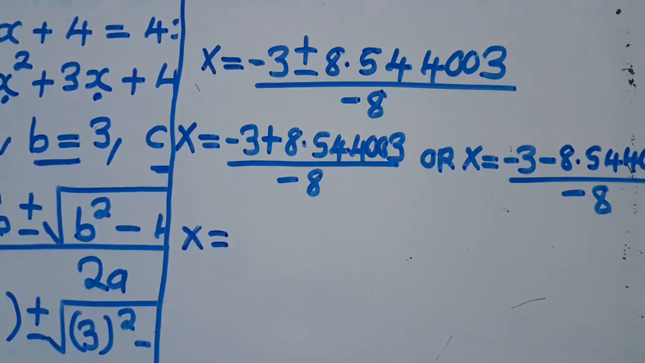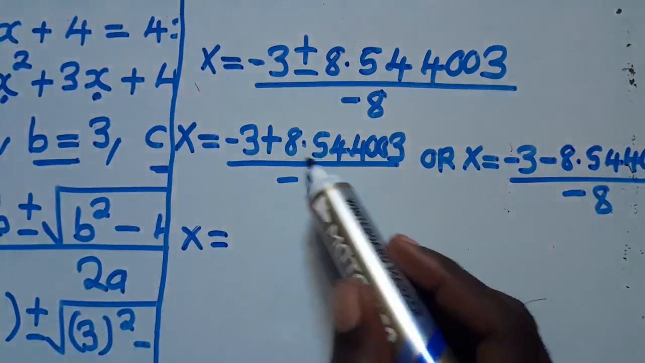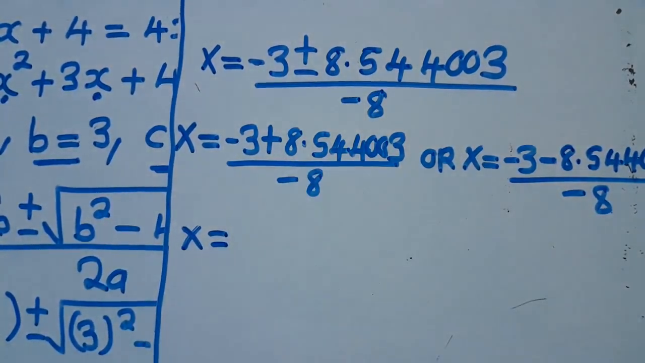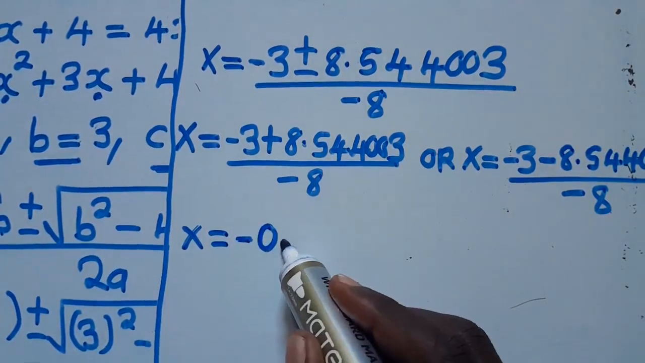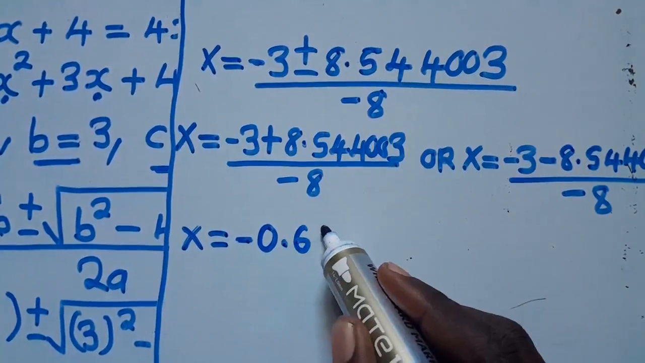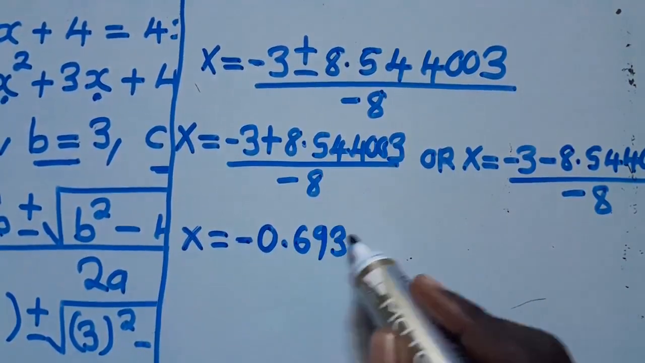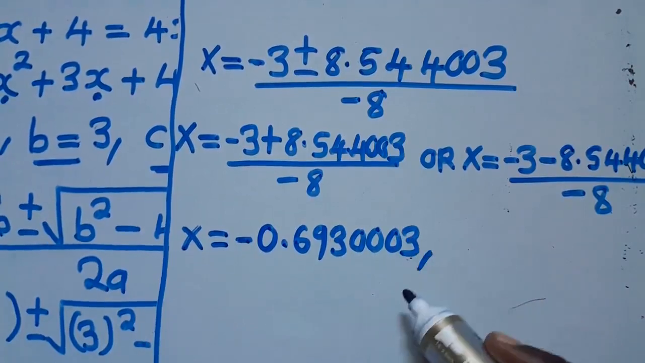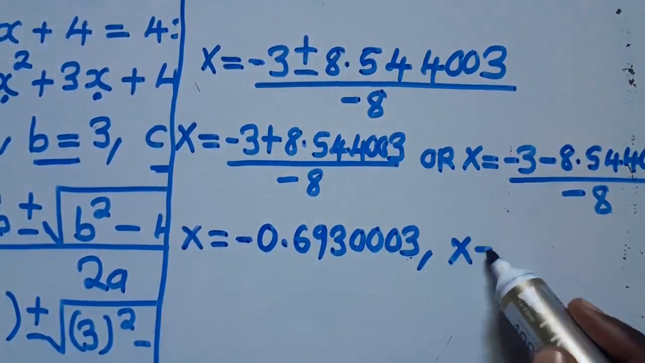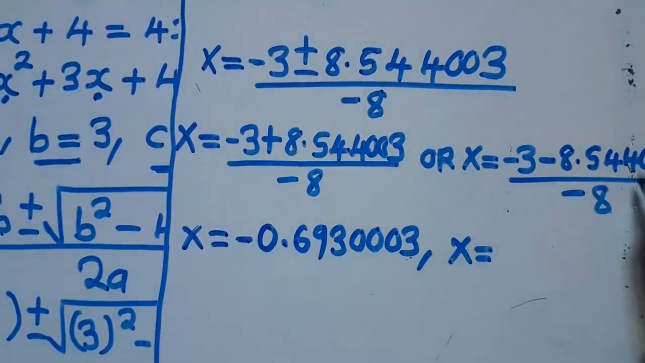So after seeing this answer, that's when you divide by negative 8. You say divide by negative 8. What answer are you getting? You are getting negative 0.6930003. That's the answer you're getting. X is equal to. What about this other side? What answer are we getting?